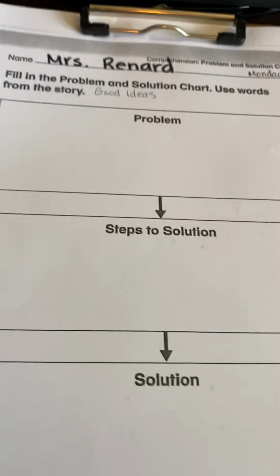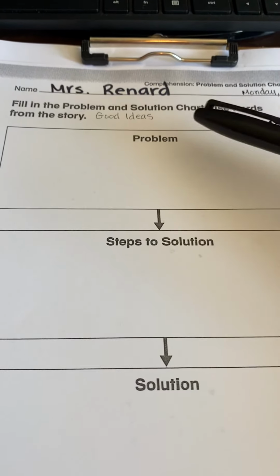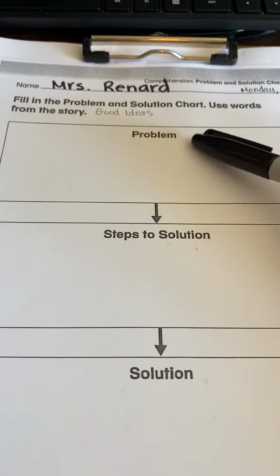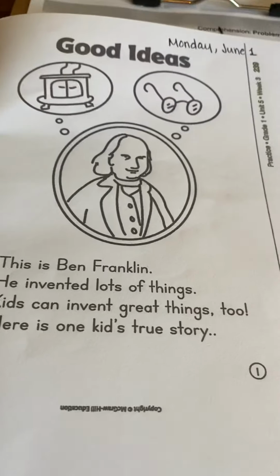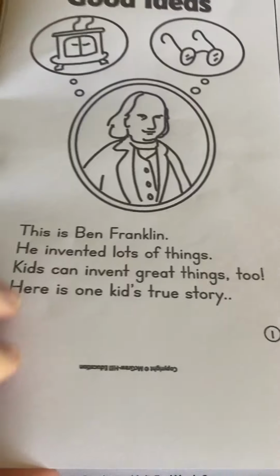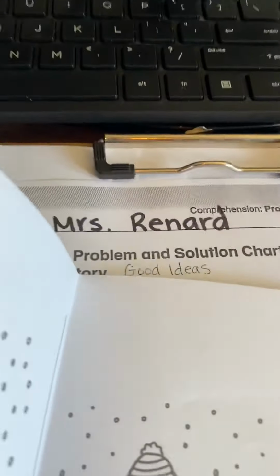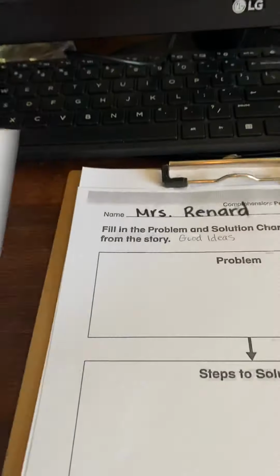All right, so let's look at these questions here. It says, fill in the problem and solution chart. Use words from the story Good Ideas. Okay, so problem. What was the problem? Well, on the first page right here, it's talking about Ben Franklin and how he invented lots of things and how kids can invent great things too. Then if we go to page 2, it talks about KK, a real girl. KK liked to play in the snow. That's not a problem. KK's hands got too cold. That sounds like a problem to me.